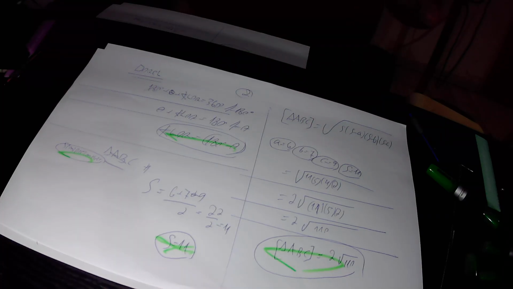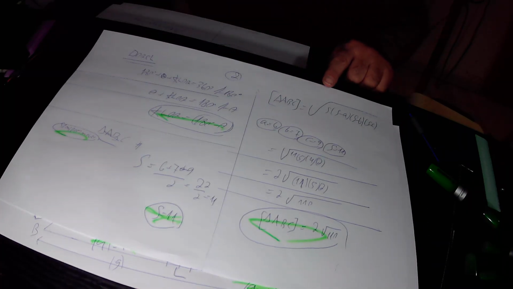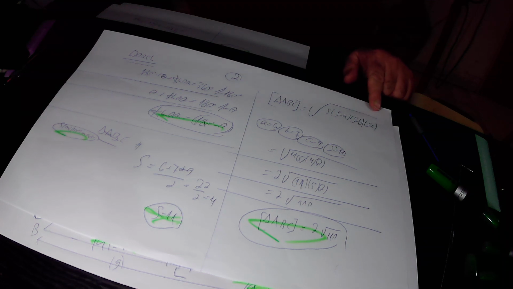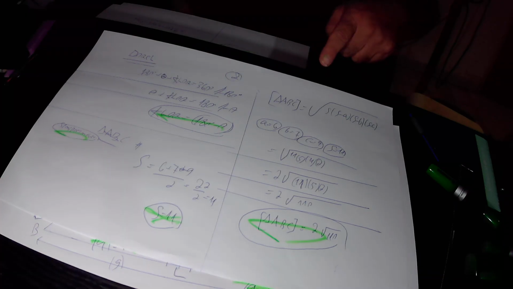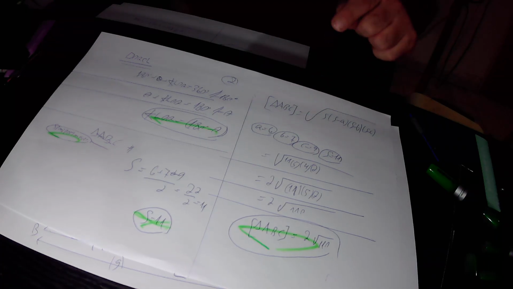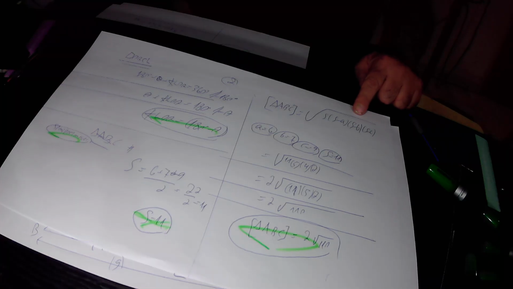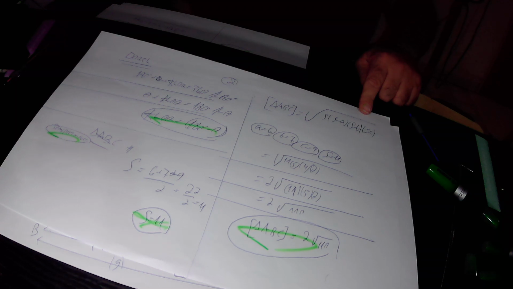So the area of this triangle ABC is equal to the square root of S times S minus A times S minus B times S minus C. The square root, of course. So the area of triangle ABC equals the square root of S, which is 11, times S minus A. S is 11, A is 6, therefore S minus A is 11 minus 6, that is 5, times S minus B. S is 11, B is 7, so S minus B is 11 minus 7, that is 4, times S minus C. S is 11, C is 9, so S minus C is 11 minus 9, that is 2.